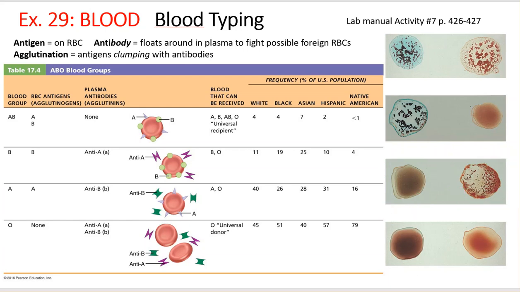And then this last square, we put anti-A, no clumping. We put anti-B, no clumping. So that means there are no antigens on those red blood cells. That means this person is type O.